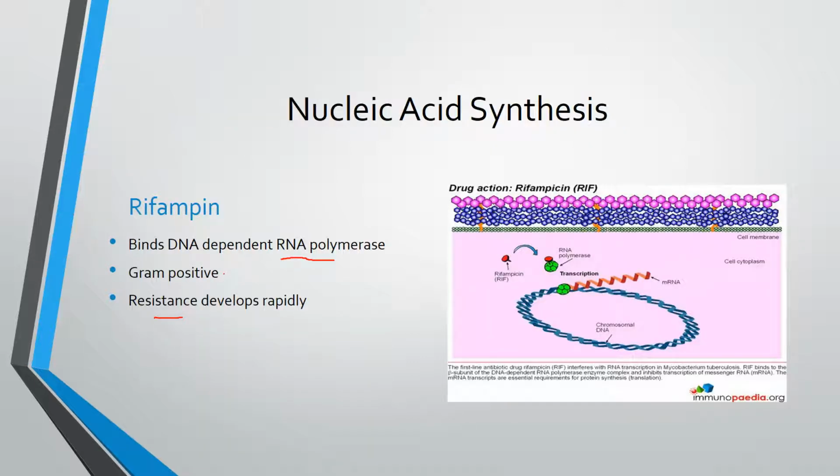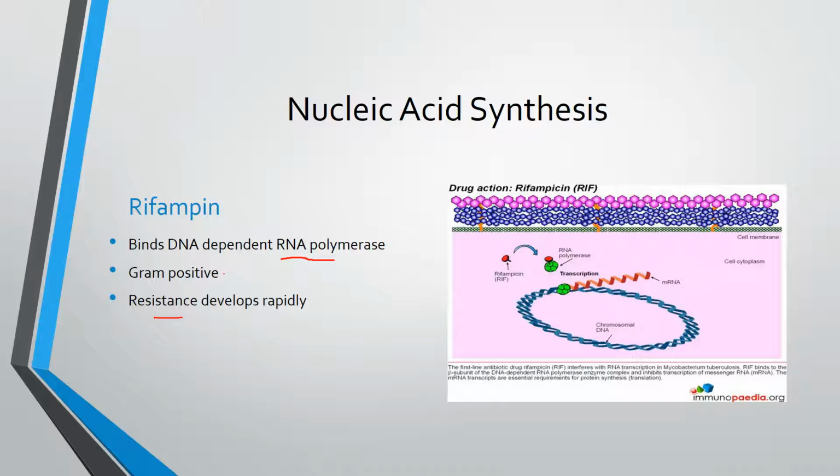And then we have nucleic acid synthesis, the last group in this, well, it's not the last group completely, but rifampin is another group that directly binds with an enzyme involved in nucleic acid synthesis, and that's the RNA polymerase. It binds to the DNA-dependent RNA polymerase and inhibits the synthesis of any RNA.